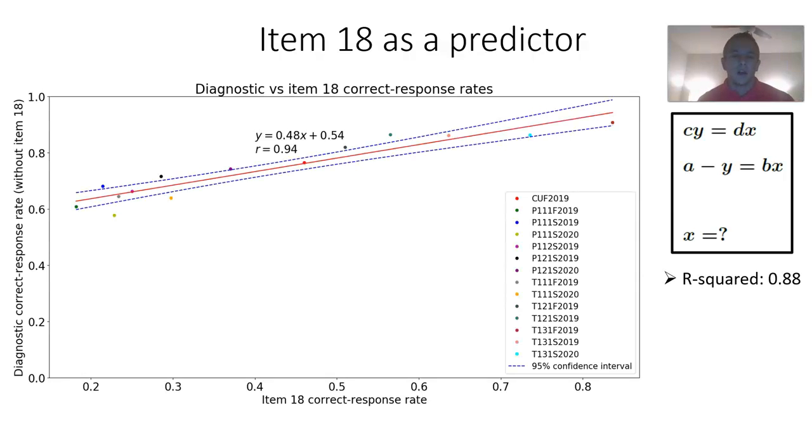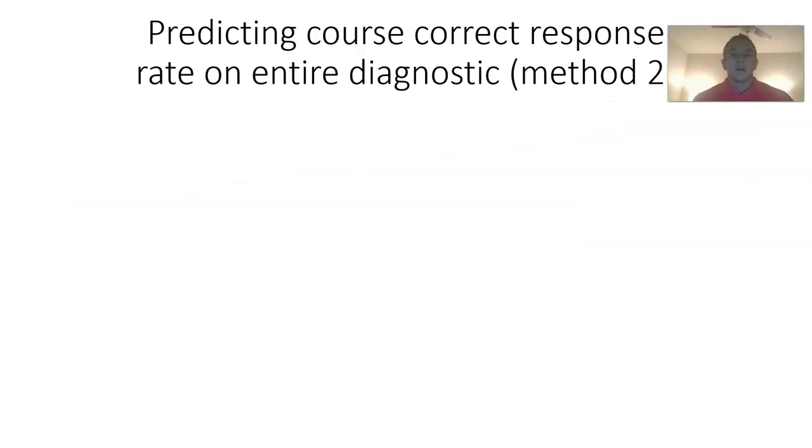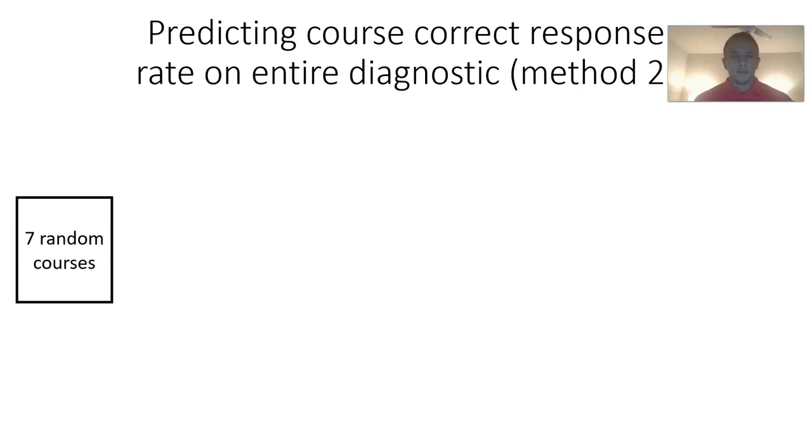The horizontal axis here is the correct response rate on that item. The vertical axis is the diagnostic correct response rate on the entire exam without item 18. You'll see that it has an R squared of 0.88, so it's very predictable. All these little dots are different courses from different campuses, different levels, and different semesters as well. The other good predictors I talked about are also representative of what you just saw there.